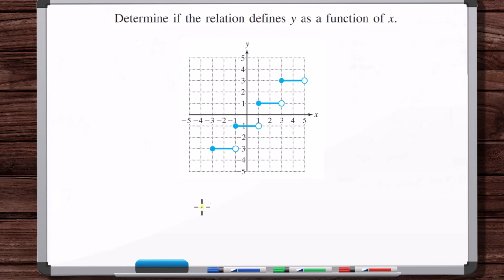Okay, is this a function? Well, okay, it seems, here it passes. Okay, but what about here? Well, the open circle means that the function or the relation is not defined there. So it's still just passing through one point. So this is a function. There's nowhere where you can have an x that corresponds to two or more outputs.